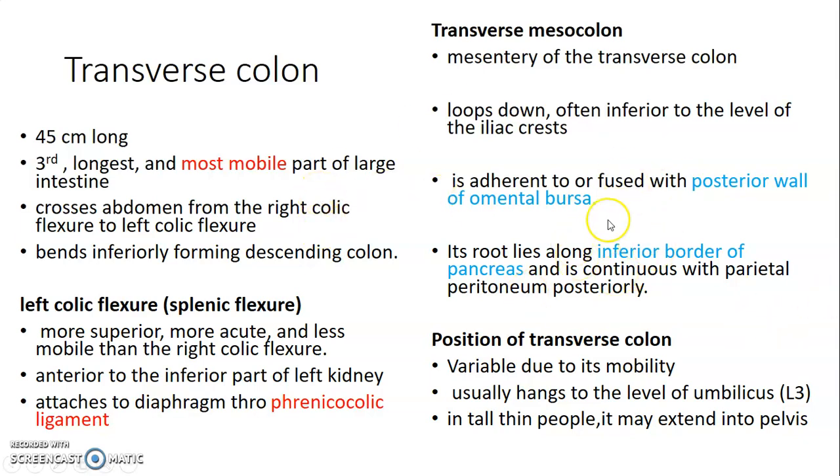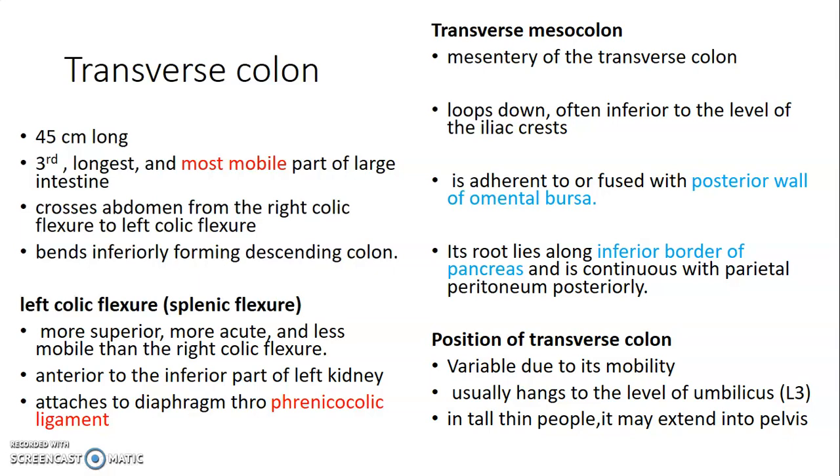So the transverse mesocolon is adherent to or fused to the posterior wall of the omental bursa, and its root lies along the inferior border of the pancreas and is continuous with the parietal peritoneum posteriorly. What is the position of the transverse colon?